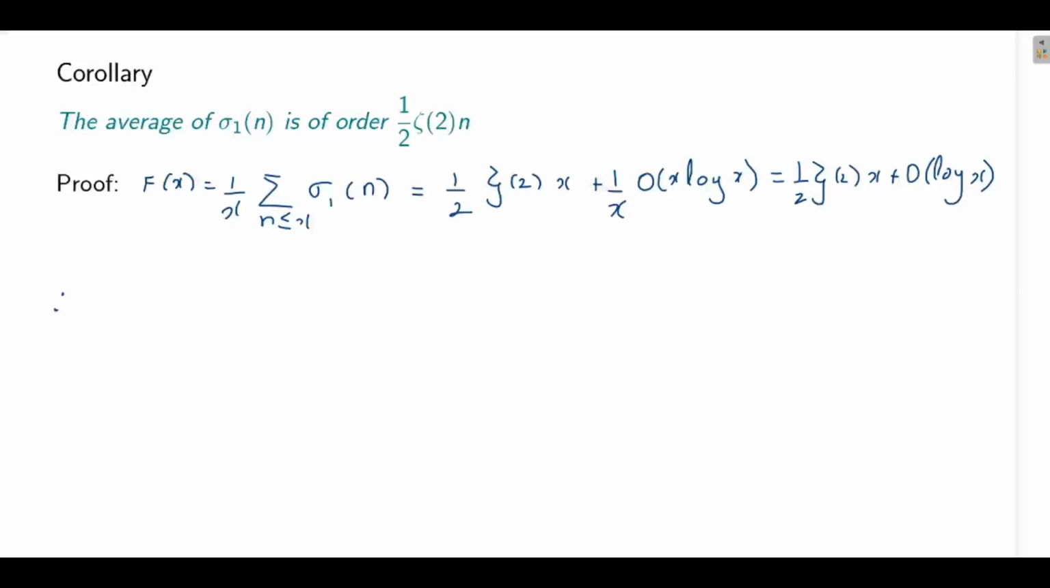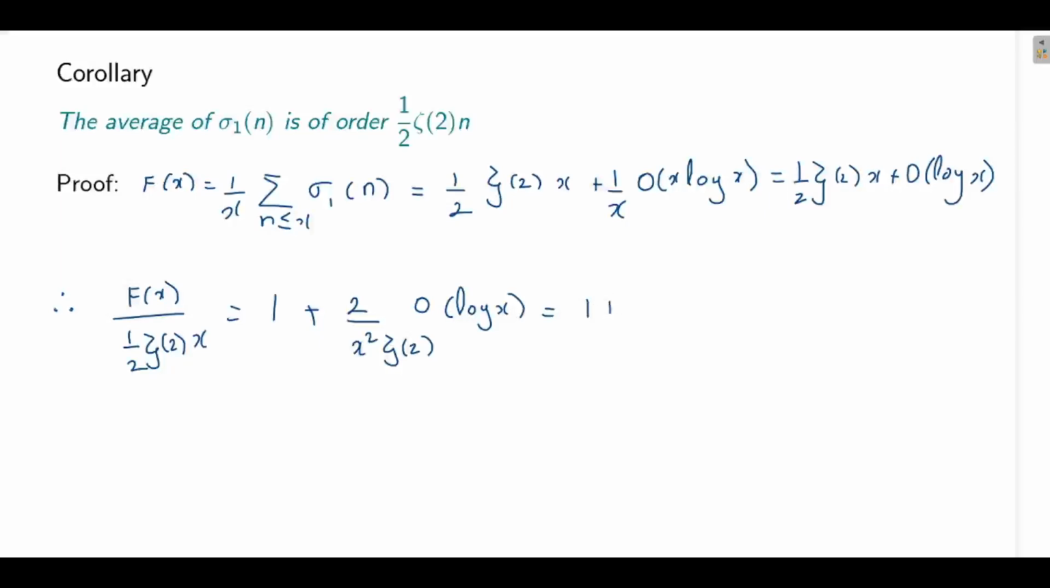Okay, and therefore f of x upon half times zeta 2 x, this would be what? This will be 1 plus 2 by x square zeta of 2 big O of log x, and this will be 1 plus big O of log x by x square.